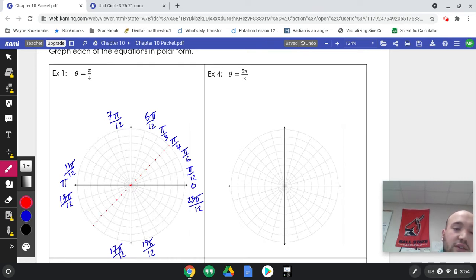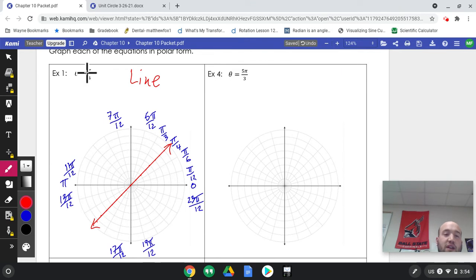You might notice a line starts to form. Okay, if we fill that in, that will be our answer here. This red, what I put, this one is just going to be a line. Each of the points on that line would have a theta of pi over 4. Now, if it's this way, it'd have a positive radius. If it's this way, it'd have a negative radius. But we could graph each point on this line if it had a theta of pi over 4.